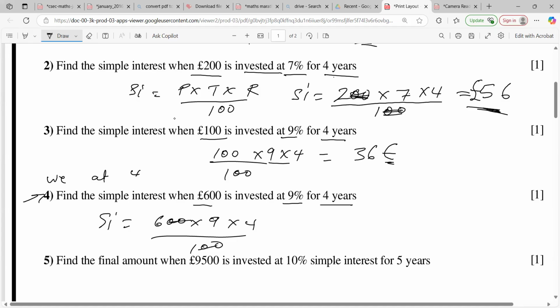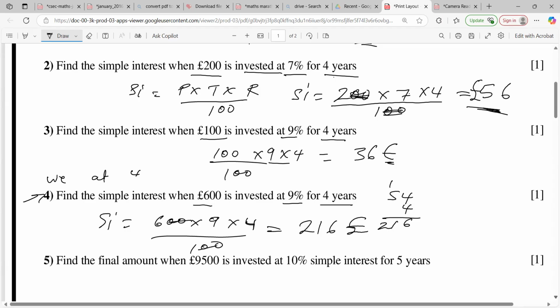So 6 nines, 54, right? And then 54 times 4: 4 fours are 16, 4 fives are 20, and then 21. So it will be 2,160. Yeah, write the pounds up.